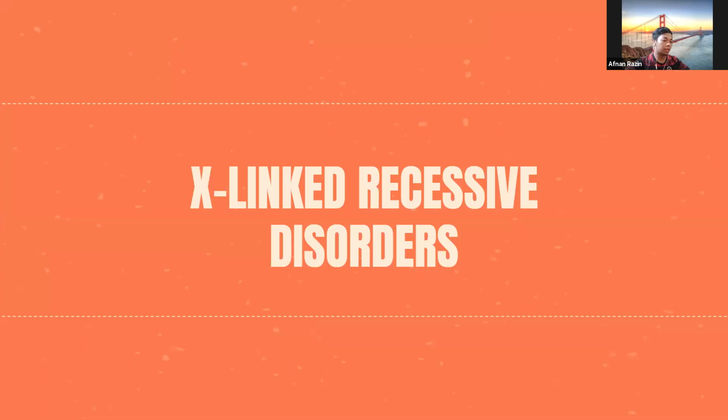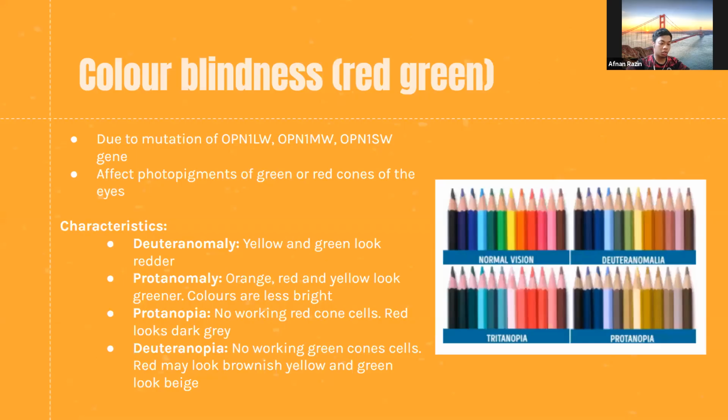Moving on to X-linked recessive disorders, the first common one is color blindness. Red-green is the most common as compared to blue-yellow color blindness. So this red-green color blindness is due to mutation of all these three genes. And commonly, this mutation will affect photopigments of the green or red cones of the eyes, but less commonly will affect blue or yellow color. So for the characteristics, there are four.